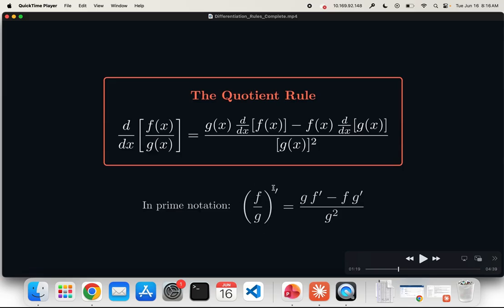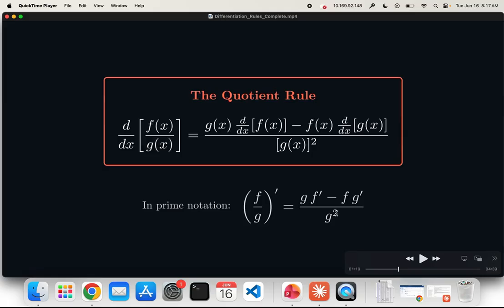I don't have the slide for it, but the top is called the high function. The bottom function is the low function, right? So again, low is g of x, high is f of x. So another mnemonic is: low d high minus high d low over low squared.